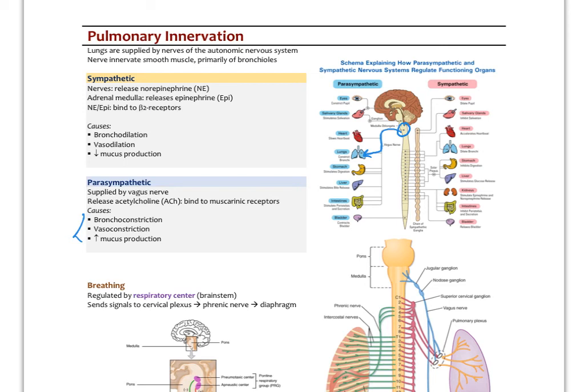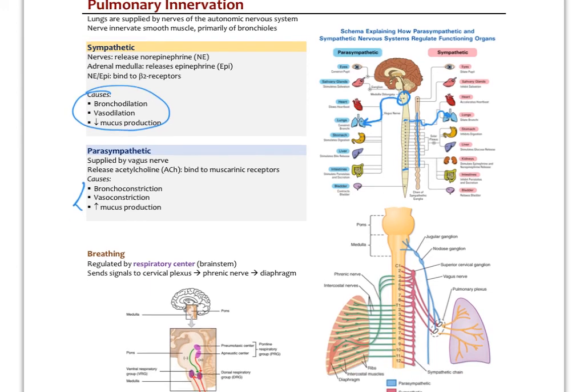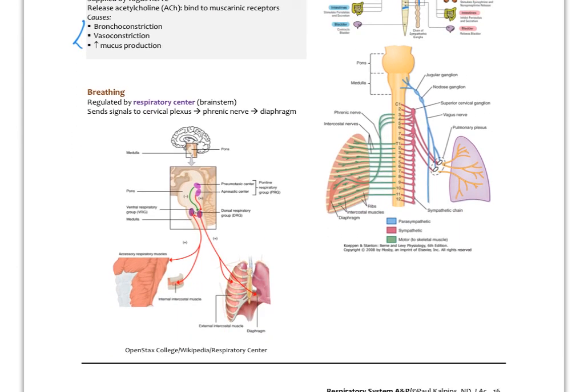The sympathetics arise from your thoracic spine, from T1 down to L2. They usually synapse onto the sympathetic chain, into ganglia there, and then a secondary postganglionic neuron will go out, in this case, to the lungs. So that's going to be the sympathetic flow, and that's going to increase bronchodilation, vasodilation, and decrease mucus production, supporting breathing.